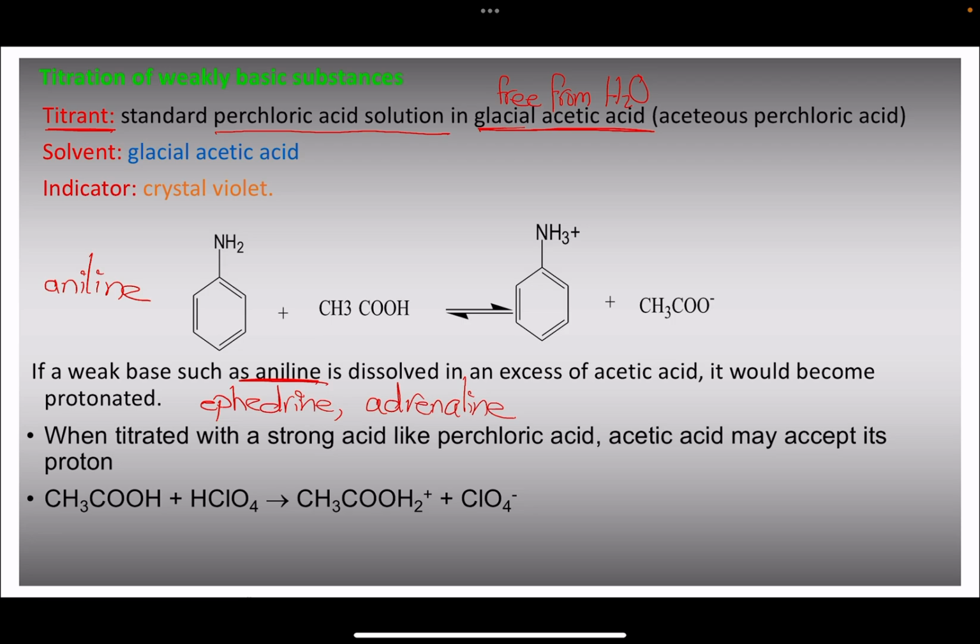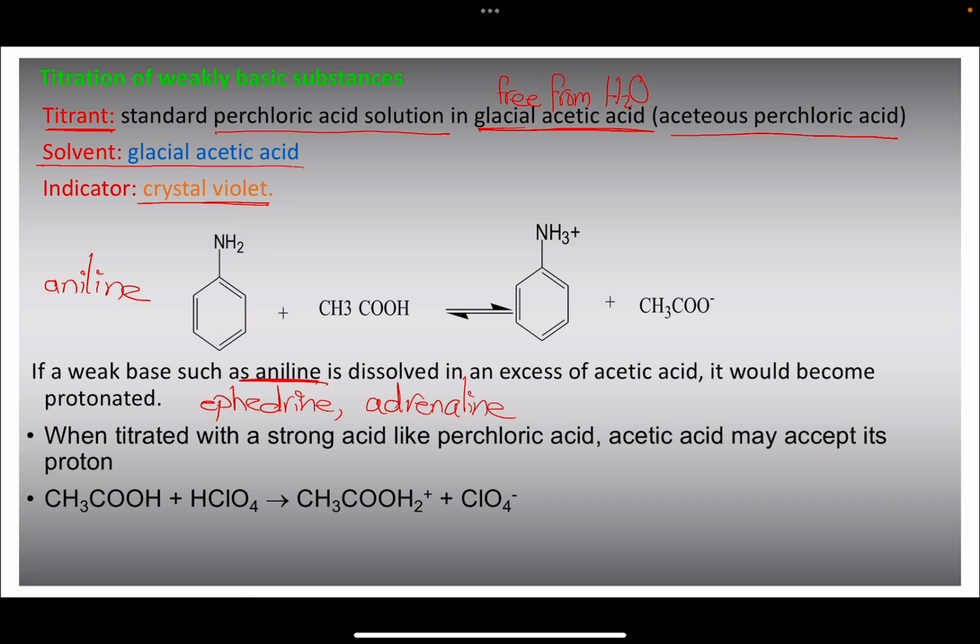So perchloric acid in glacial acetic acid is called acetous perchloric acid. The solvent used in this case would be glacial acetic acid. It's the solvent for both titrant and sample. The indicator here is crystal violet.